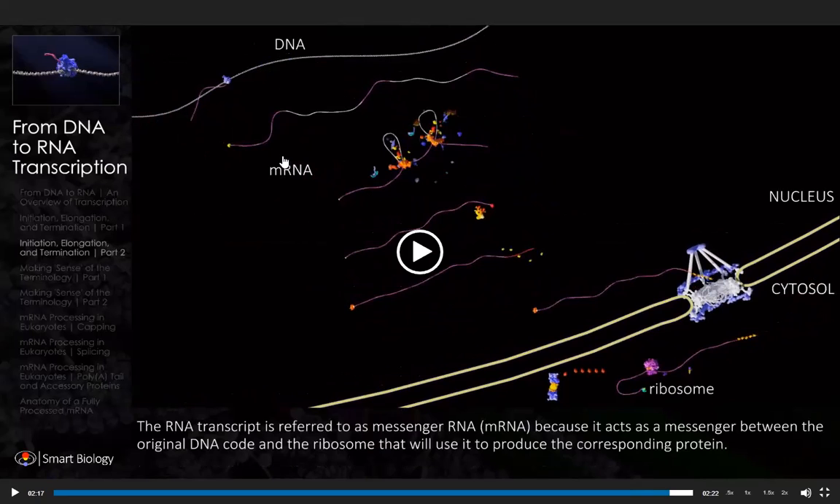For example, this is the primary mRNA sequence. The primary mRNA sequence consists of introns and exons. So what are introns and exons? This is the DNA that was being transcribed. This is the primary mRNA transcript that has been formed. This primary mRNA transcript is a faithful copy of the DNA.